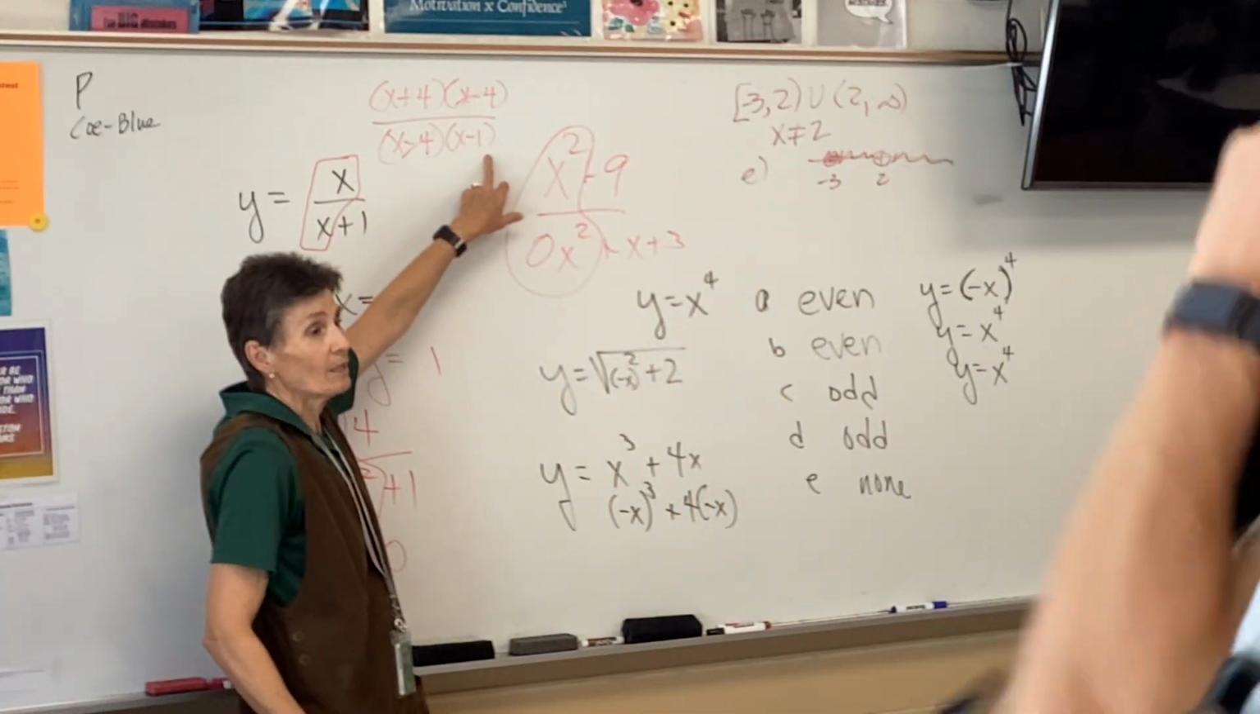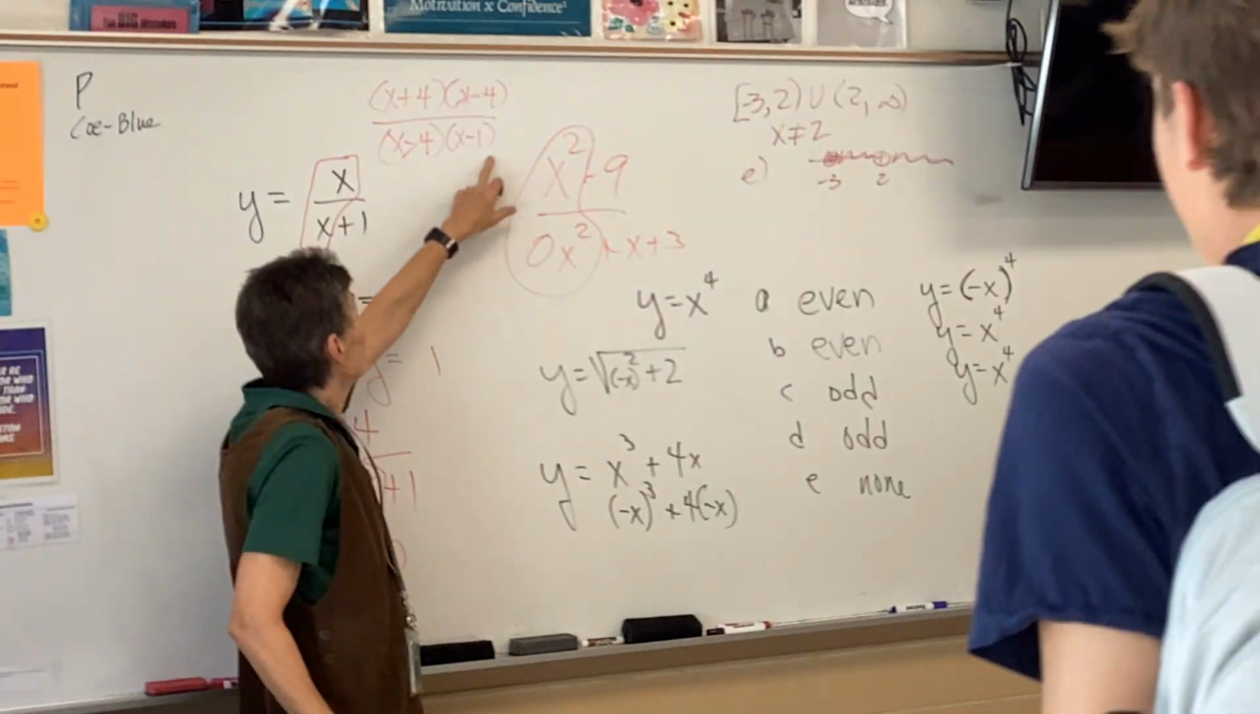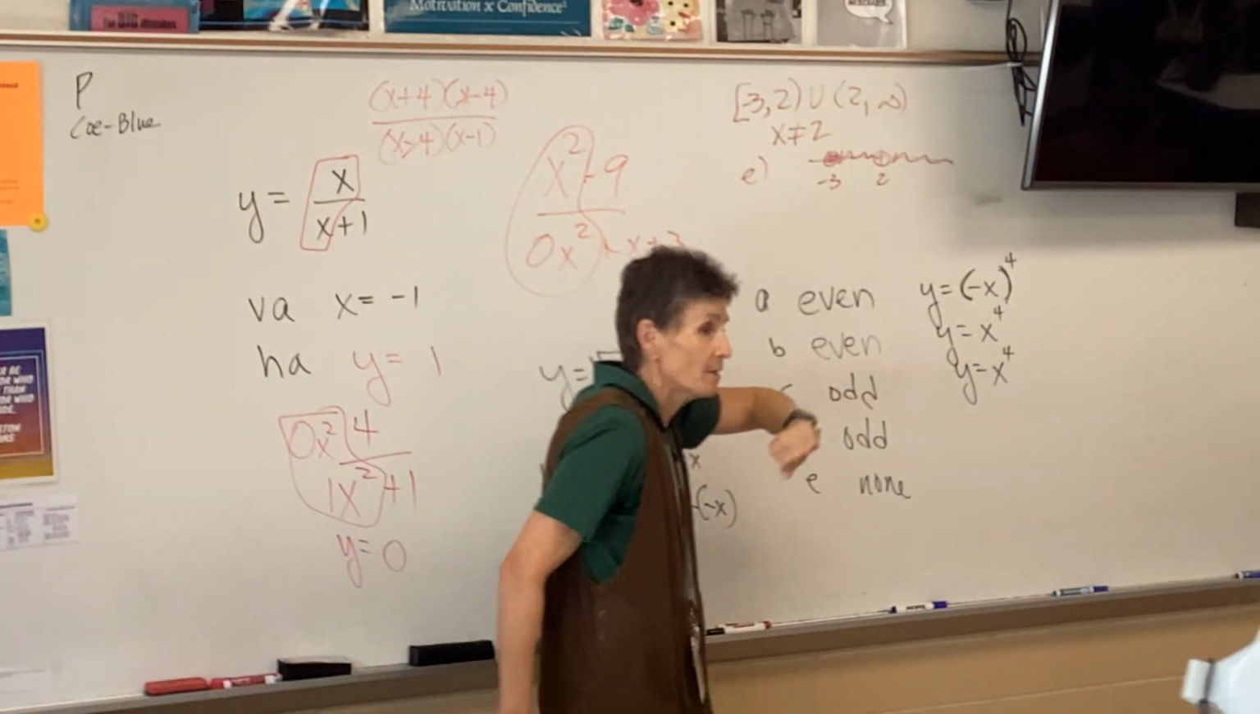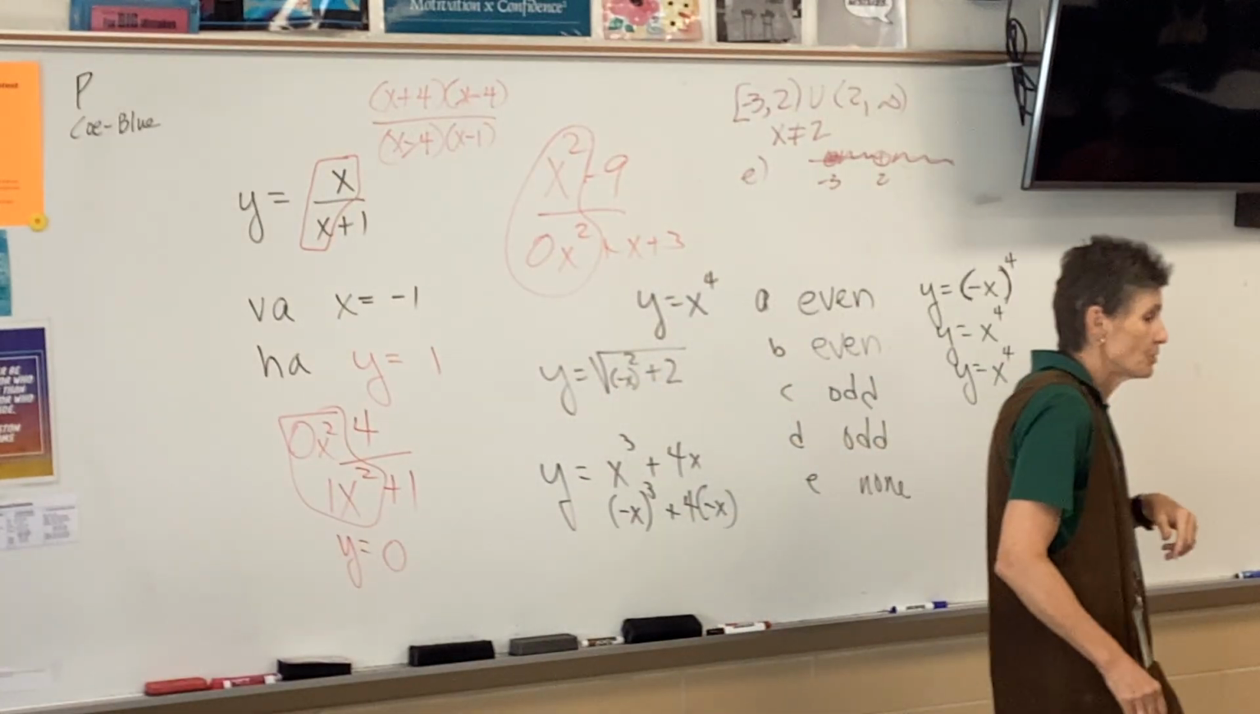You have a vertical at x equals 1. You have a horizontal at y equals 1.